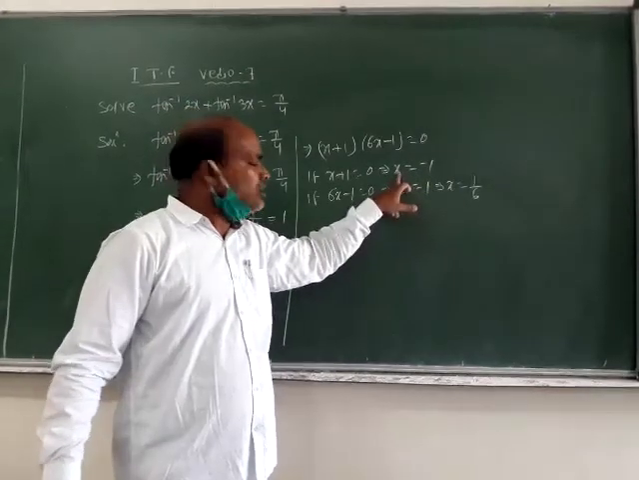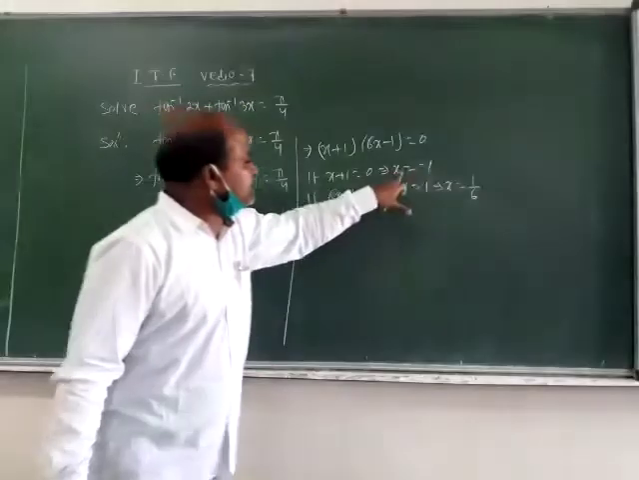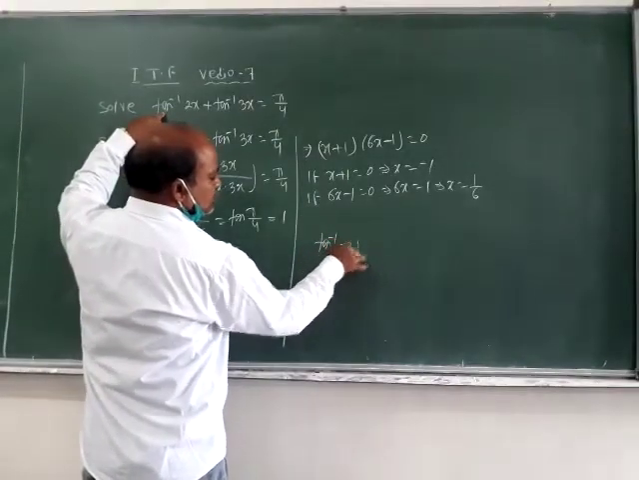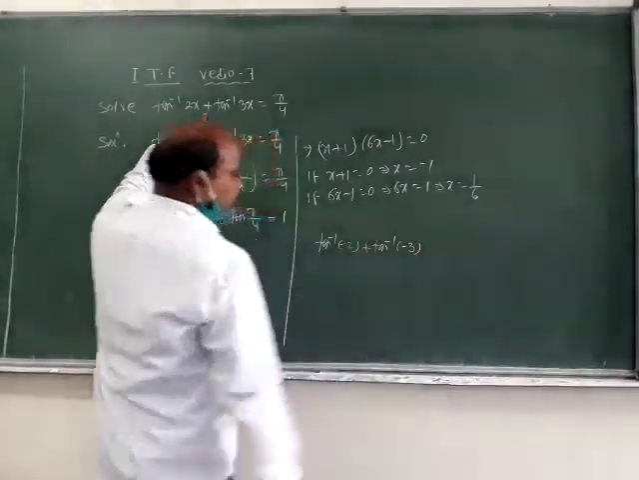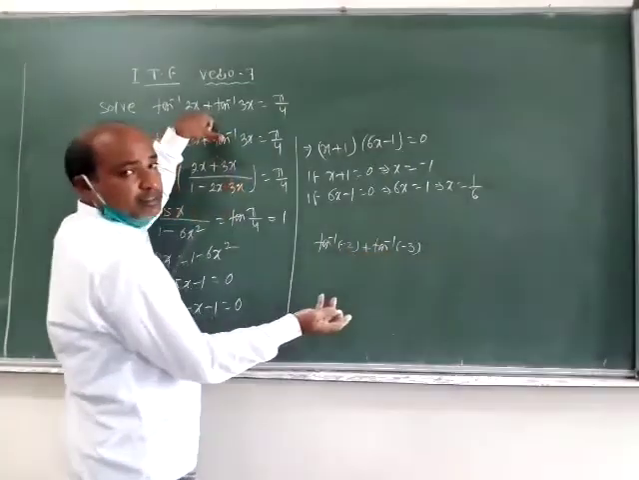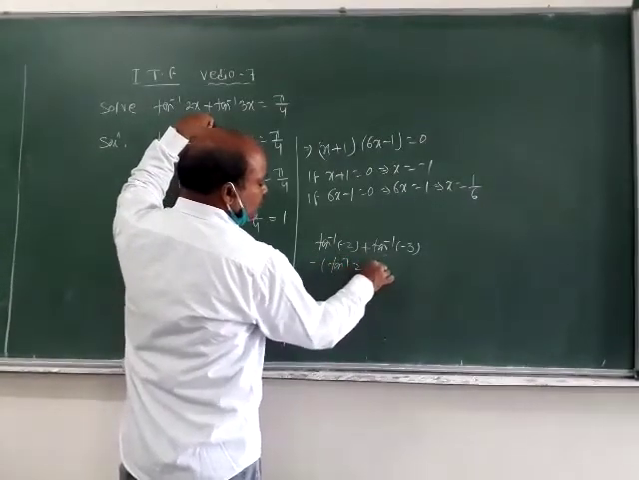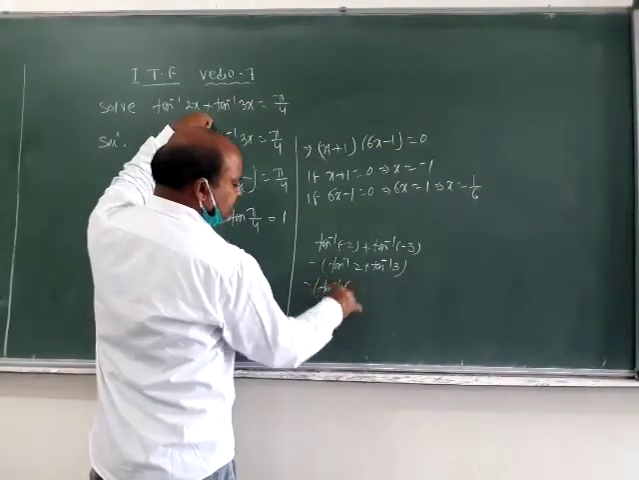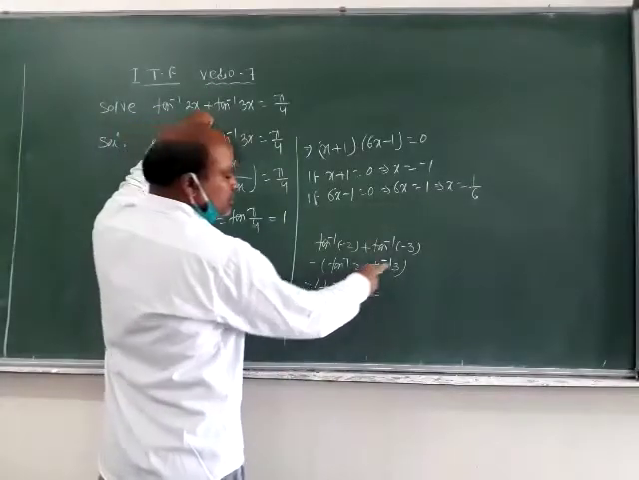Why? What you got as x value here, substitute in the given condition. If you substitute x is equal to minus 1, what are you getting? Tan inverse minus 2 plus tan inverse minus 3. So tan inverse minus 2 plus tan inverse of minus 3 means what? Minus, you take common, it becomes tan inverse 2 plus tan inverse 3. What is the formula for this? Now tan inverse of 2 plus 3, 5, divided by 1 minus, what will we get, 2 times 3 is 6.